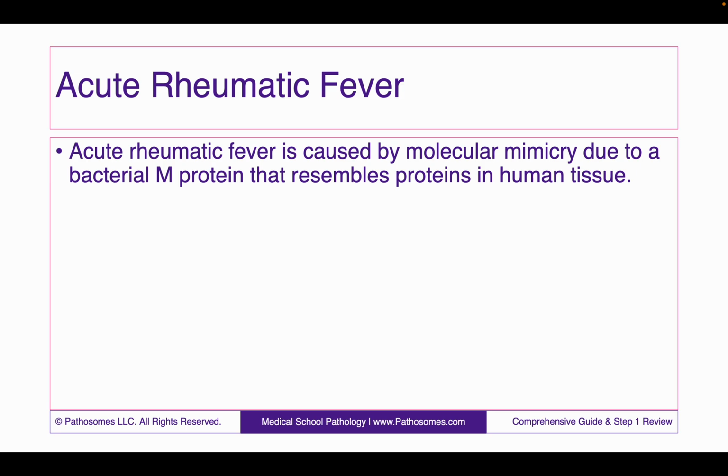Acute rheumatic fever is caused by molecular mimicry due to a bacterial M protein that resembles proteins in human tissue. So what's happening is your immune cells recognize this foreign pathogen and produce antibodies and molecules that try to fight it off. But those things that are produced are so similar to things that are already present in your body that the immune response starts affecting your own body. Isn't that crazy? I don't like you, acute rheumatic fever. Not one bit.